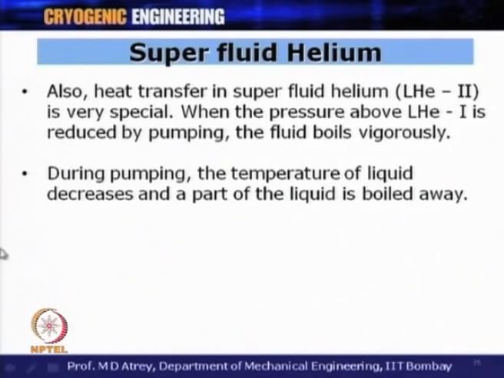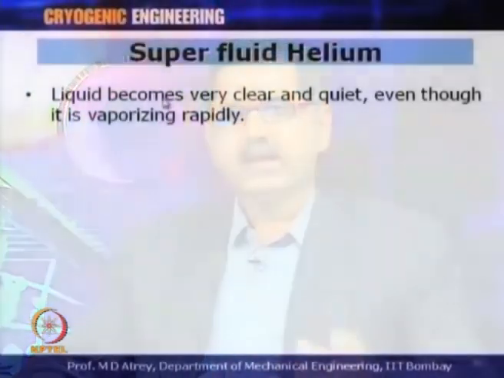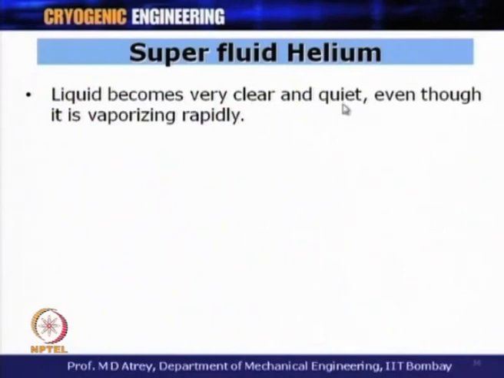What will happen? The temperature of the liquid will decrease and a part of the liquid is boiled away, all right. But as soon as the temperature of the liquid reaches less than lambda point temperature, that means less than 2.17 Kelvin, the apparent boiling of the fluid stops. That means, what was vigorously boiling earlier, which you could see from outside, suddenly will come to a standstill, and a very quiet fluid will appear, which is happening at T less than lambda point temperature. Why does it happen? The liquid now, at a temperature less than lambda point temperature, becomes very clear and quiet, even though it is vaporizing rapidly, all right.